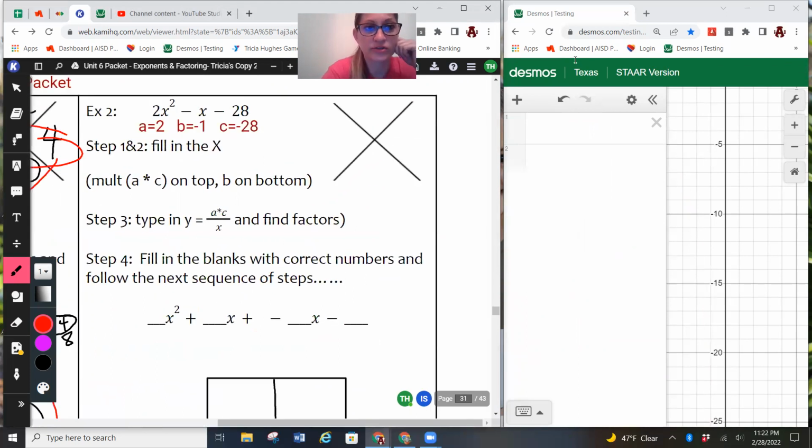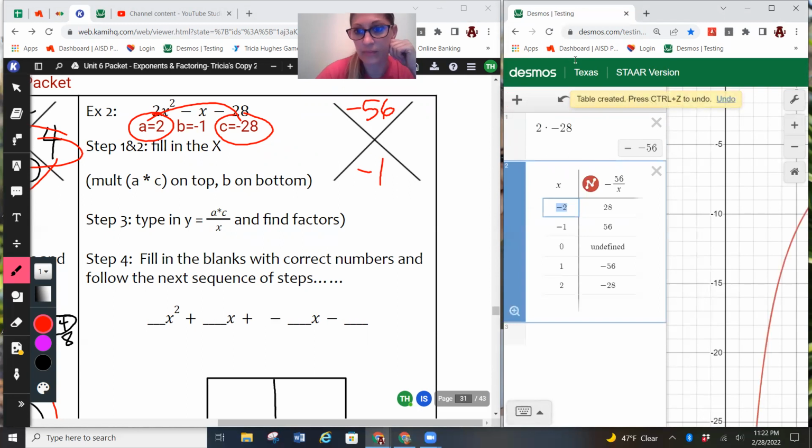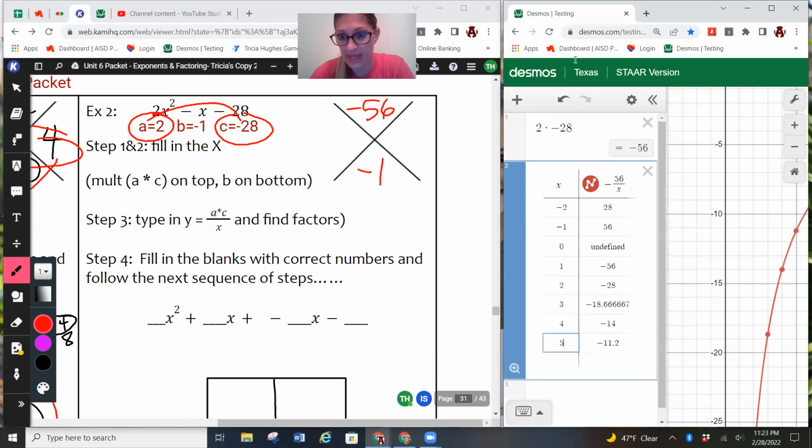We have 2x squared minus x minus 28. So remember, we're going to take a times c, 2 times negative 28. Just type it in. 2 times negative 28 is negative 56. And it has to add to negative 1. Goodness gracious. So what multiplies to negative 56? Change it to a table. Okay, remember it has to add to negative 1. So I'm going to have to make my table way longer.